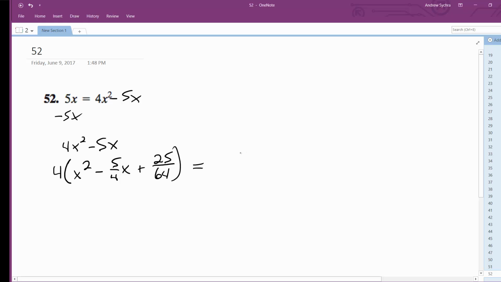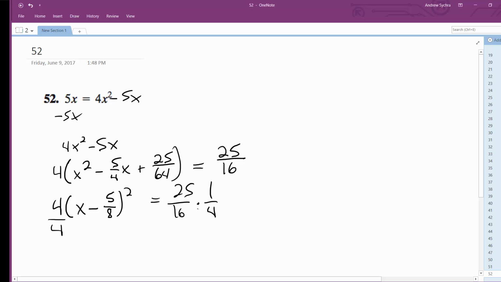Multiply this by 4, and add it over here for completing the square, which is gonna give me 25 over 16. 4, then x minus, and this is gonna be minus 5 over 2 squared. Actually, that's not right. 5 over 8 squared, and then I'll divide through by 4. So I get x minus 5 over 8. This is gonna be 25 over 64.